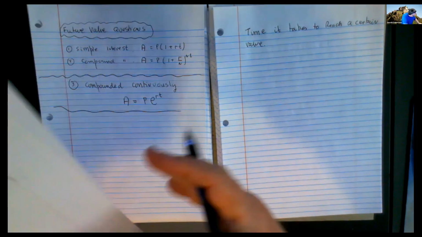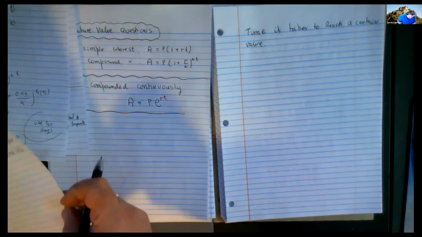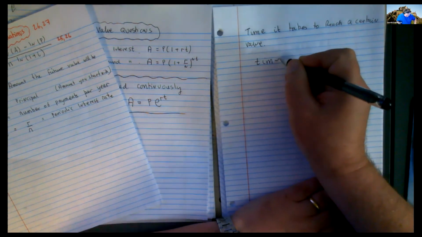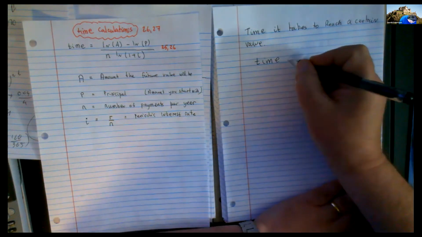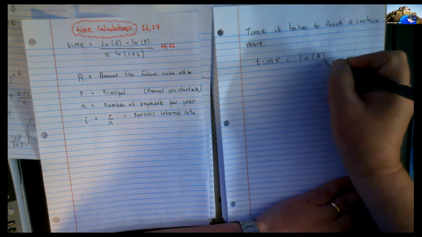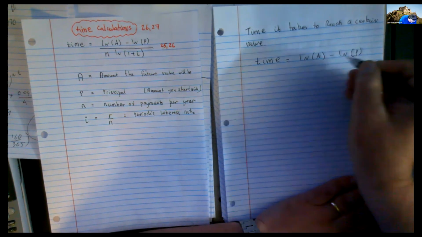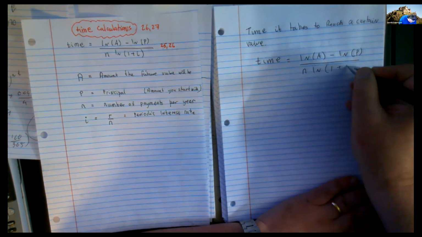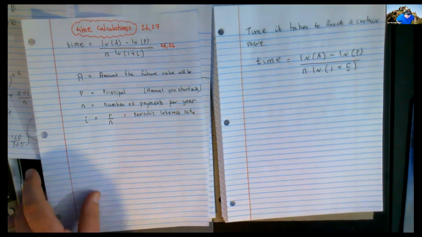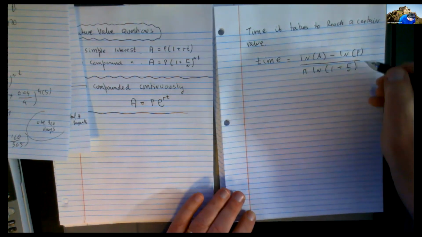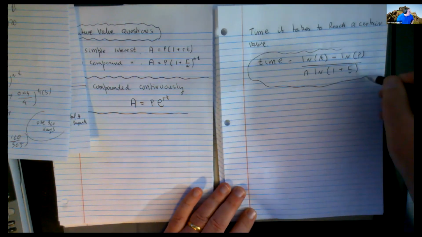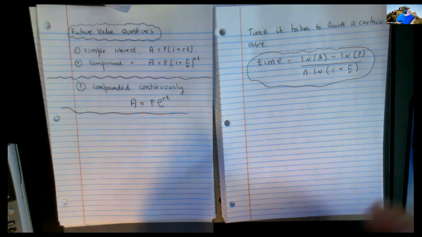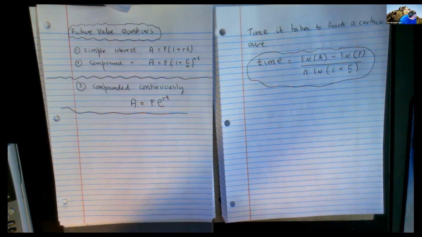So there is a formula that we have for the time it takes, and we are going to use this formula. It's the natural log of A, take away the natural log of P, divided by N, times the natural log of 1 plus R over N. I'm going to use the R over N version rather than the I. So that's your formula when you get one of these: how long will it take for something to happen? Let's give you an example of what that would look like.